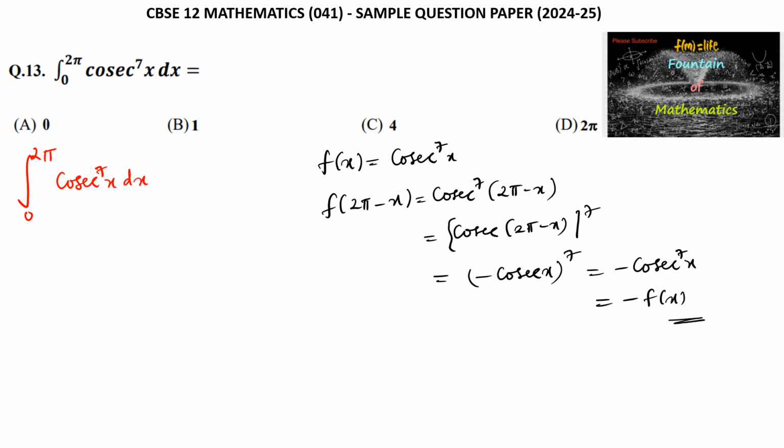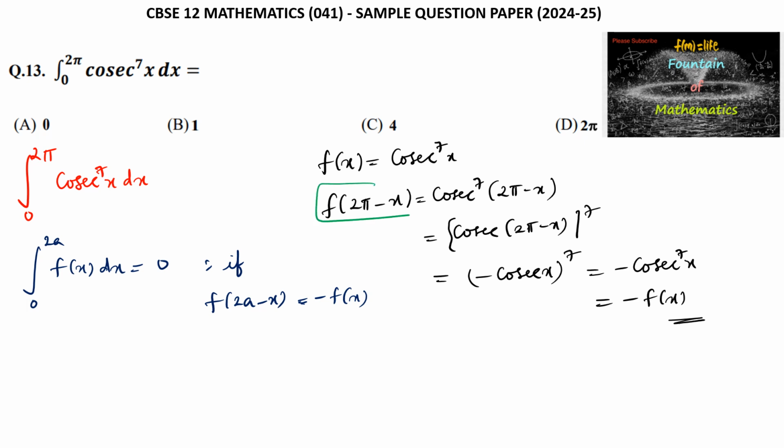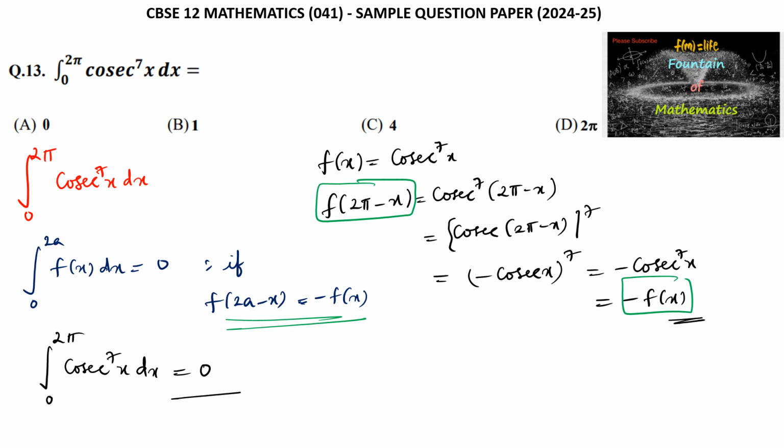We had a property: integral from 0 to 2a of f of x dx is equal to 0 if f of 2a minus x is equal to minus f of x. So here we can say that f of 2 pi minus x is equal to negative f of x. So in this case we can say the integral from 0 to 2 pi of cosecant power 7x dx is equal to 0. So option A.